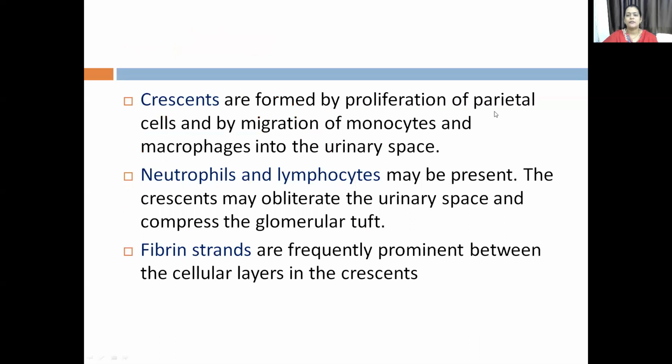The crescents are formed by proliferation of parietal cells and migration of monocytes and macrophages into the urinary space. Accompanying them, neutrophils and lymphocytes are present. They obliterate the urinary space and compress the glomerulus. Fibrin strands are frequently prominent in the cellular layers of the crescents.